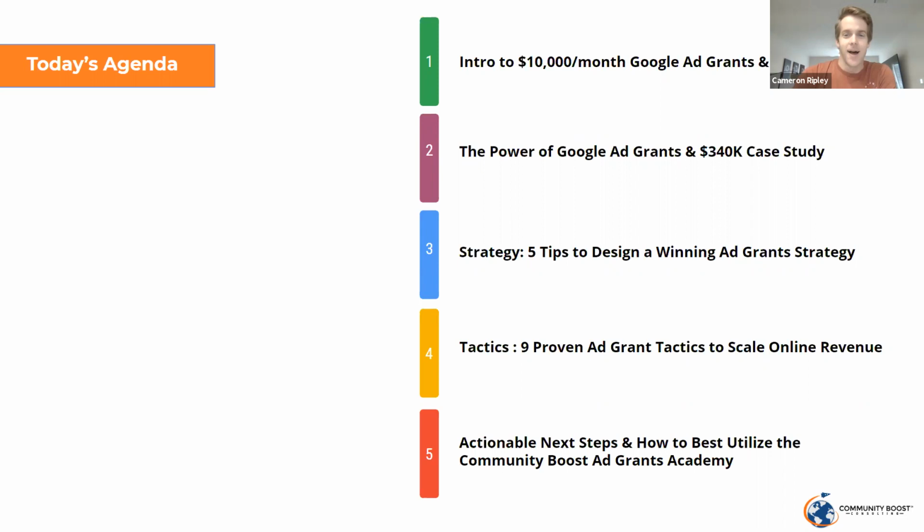From there, we're going to dive into a Google Ad Grant case study and an example of how we use Google Ads to generate over $340,000 in a year. And then we're going to break it down between strategy and tactics. So how do you set and design a winning ad grant strategy? And we're sharing 5 tips on how to do that.